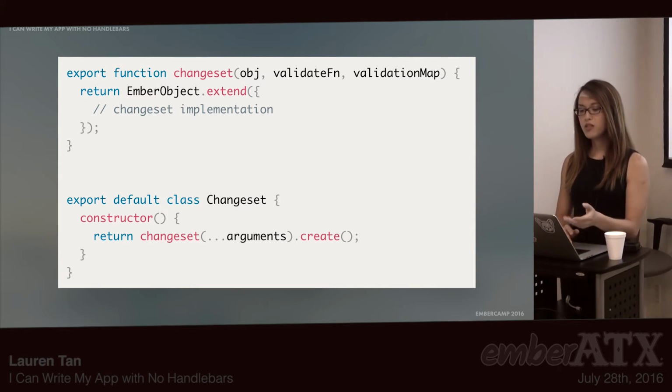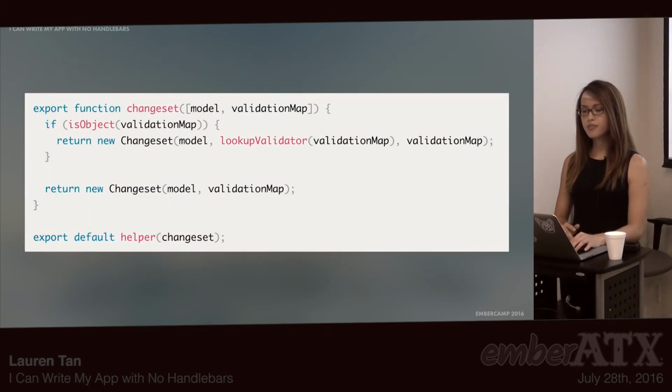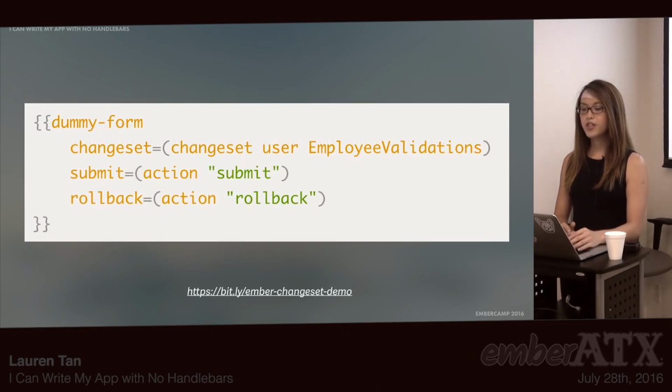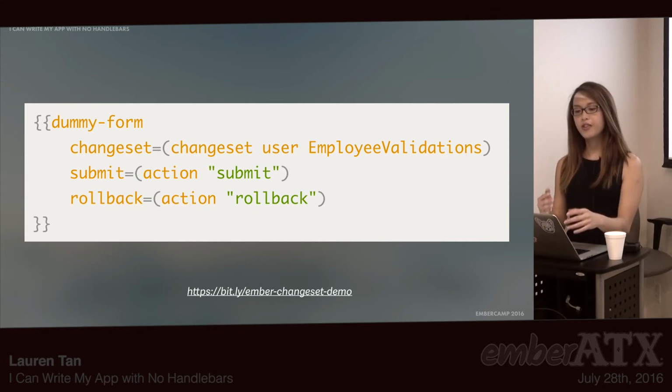But writing this in JavaScript doesn't communicate intent as well as it would in the template. And the helper basically lets you abstract away the logic you need for accessing these change sets. So now when I create a change set, it's very clear in the template that it's a change set, and it's very clear that this change set is operating on the user object with the employee validations attached to it, and it's straightforward to read when you're going back to trying to modify this form.